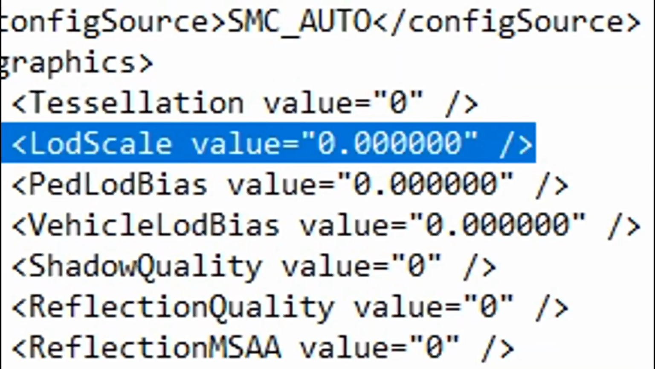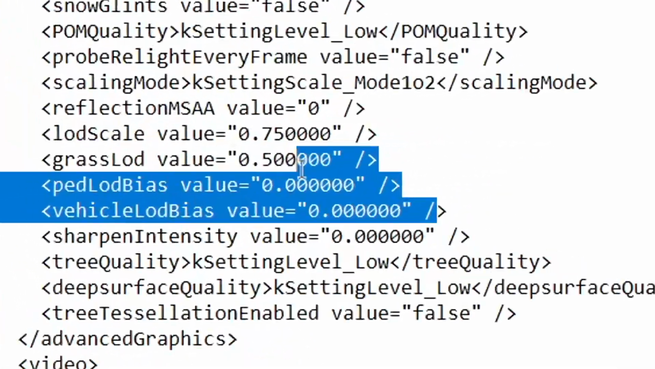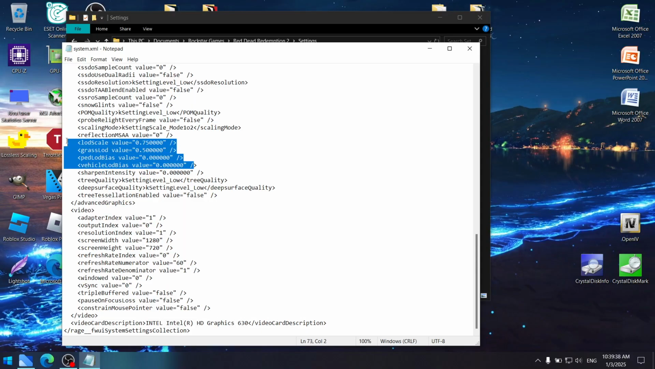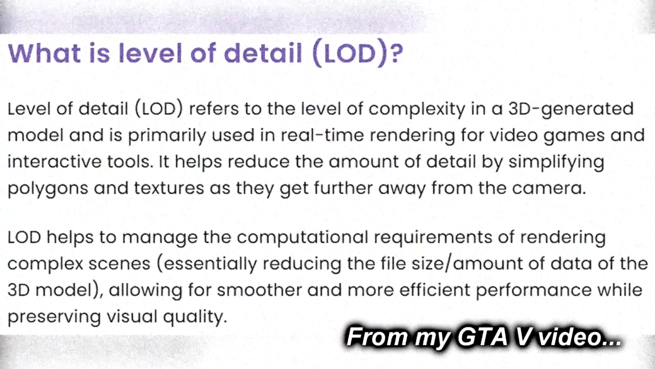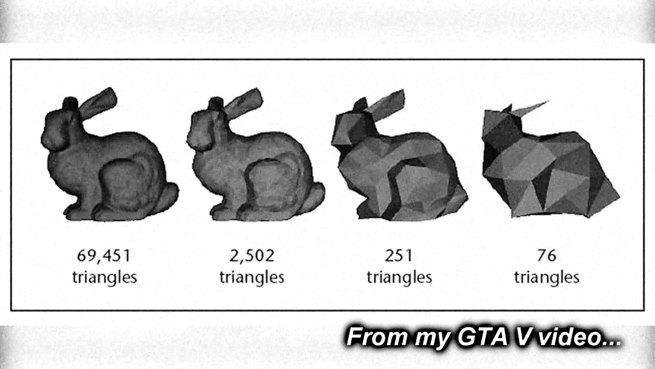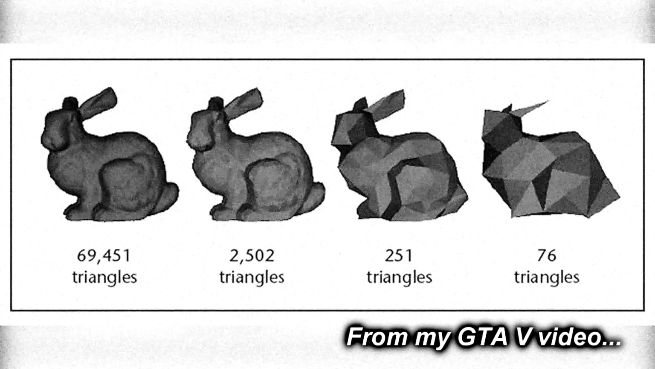Thankfully, just like GTA 5, Red Dead Redemption 2's config file also has LOD values. Yeah, we're gonna have some fun with them. For those who don't know what LOD is, LOD stands for level of detail, which is a technique used by video games to control the level of complexity in a 3D model by simplifying polygons and textures as they get further away from the camera to save on hardware resources.